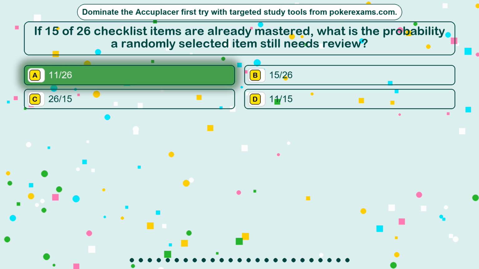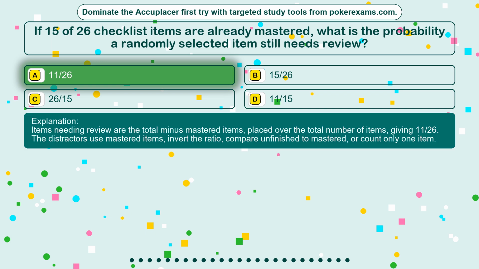The correct answer is Option A, 11/26. Items needing review are the total minus mastered items, placed over the total number of items, giving 11/26. The distractors use mastered items, invert the ratio, compare unfinished to mastered, or count only one item.